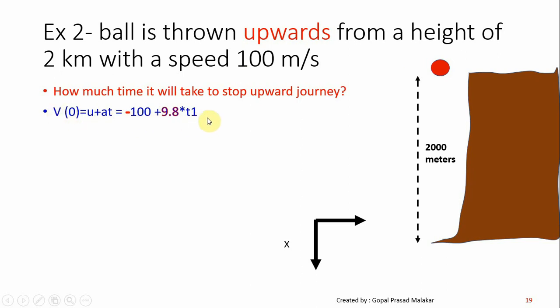So how much time will t1 be taking to stop? Obviously close to 10 seconds. It will become 100 divided by 9.8, that's what will give you. It will take 10.20408 seconds to stop the upward journey.